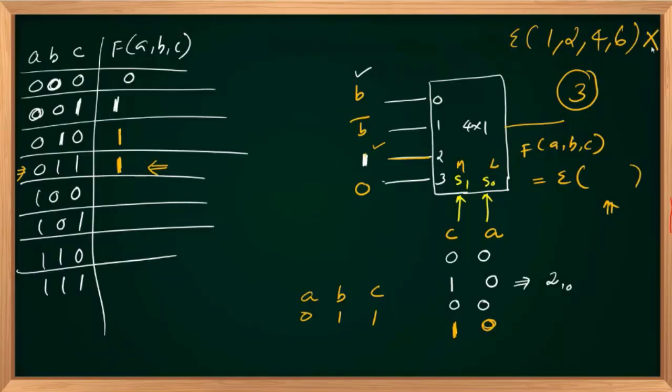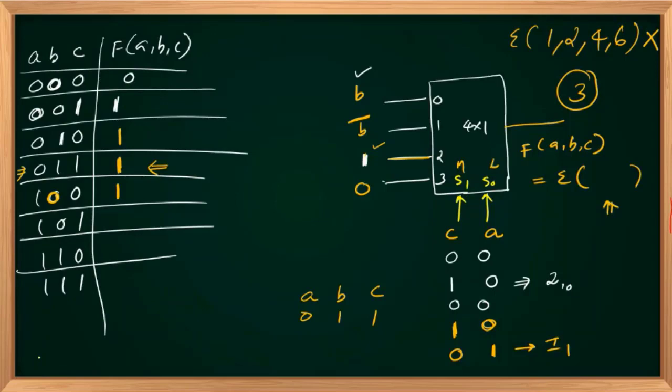Then let us continue. Next combination is 1, 0, 0, which implies A equals 1 and C equals 0. So 0, 1, and I1 will be selected. What is I1? B complement. What is B? B is 0, so B complement will be 1.